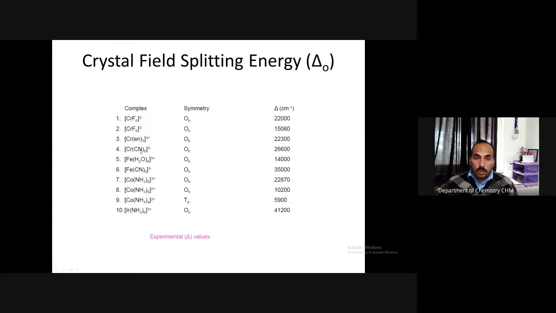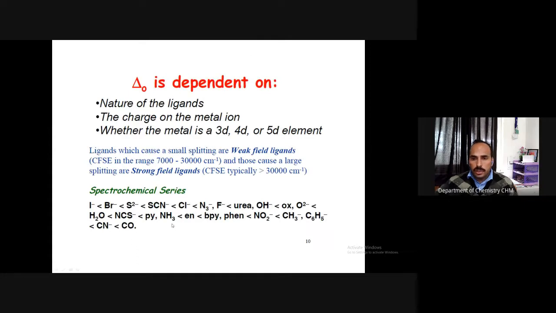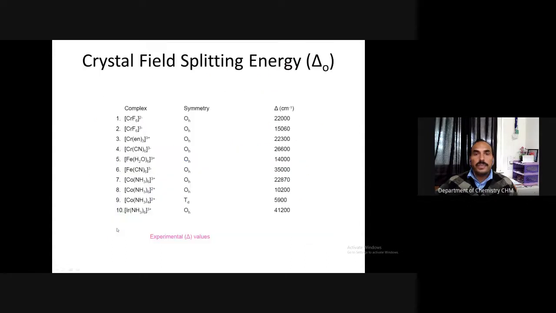Cr(CN)6 3 minus, again chromium in the 3+ oxidation state. Let's see what happens here. Octahedral, of course, 26,600, even higher than chromium en3. Again, you can see the same oxidation state, but the ligand is different. Go back to your spectrochemical series and see the position of cyanide. Cyanide is a very strong field ligand, almost the strongest in the series, just below carbon monoxide. That's why Cr(CN)6 3 minus has 26,600.